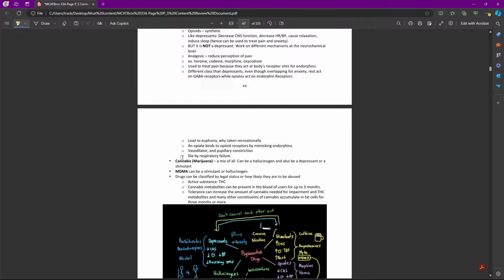Cannabis. Marijuana is a mix of all; it can be a hallucinogen, a depressant, or a stimulant. MDMA can be a stimulant or a hallucinogen. Drugs can be classified by legal status and how they are abused. The active substance is THC. Cannabis metabolites can be present in the blood of users for up to 3 months. Tolerance can increase the amount of cannabis needed for impairment.